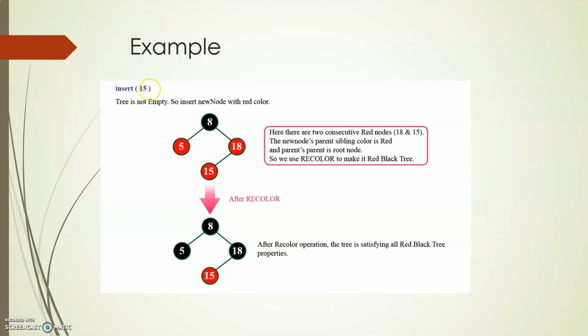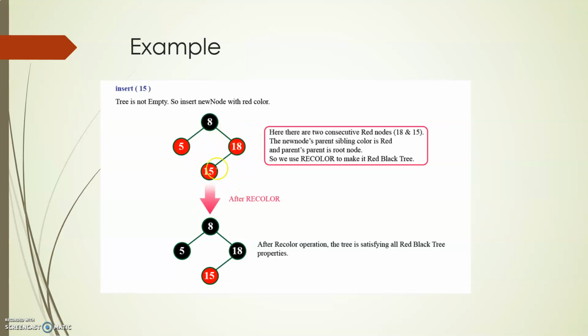Next, we have to insert 15. Now 15 is greater than 8, then 15 is lesser than 18, so it becomes the left child. Since 15 is a new node, it is red in color. You can see that 18 and 15 are both red in color. So two consecutive reds have come, and that fails the property of a red-black tree.